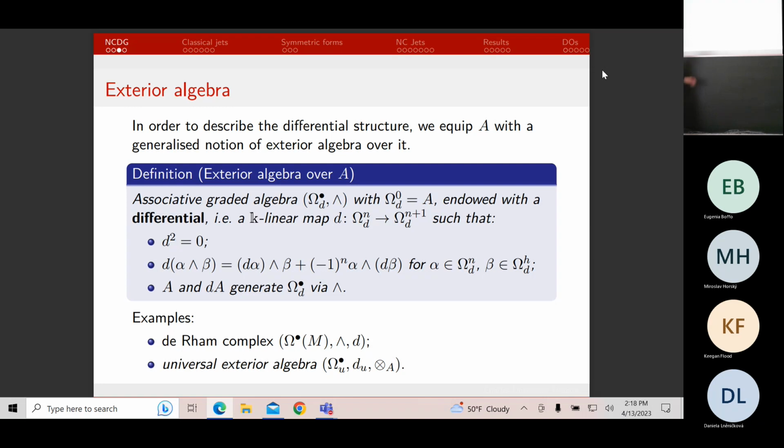Now, these are exactly the properties of the classical exterior algebra. The only property that we're not asking is the graded commutativity, and that's because that would force in grade 0 the commutativity of A, which we want to avoid. So as I said, the de Rham complex is an example of this. And now we'll see a purely non-commutative example, which is the universal exterior algebra.